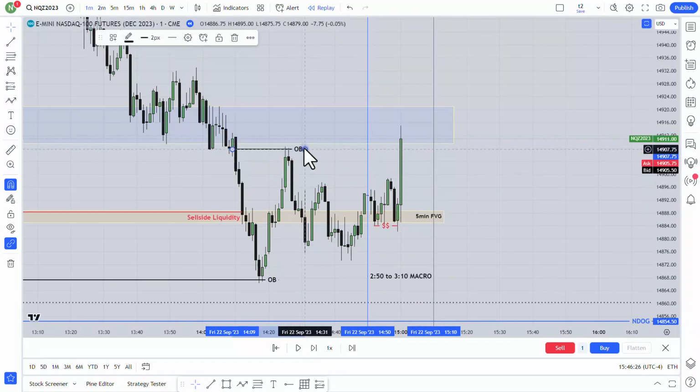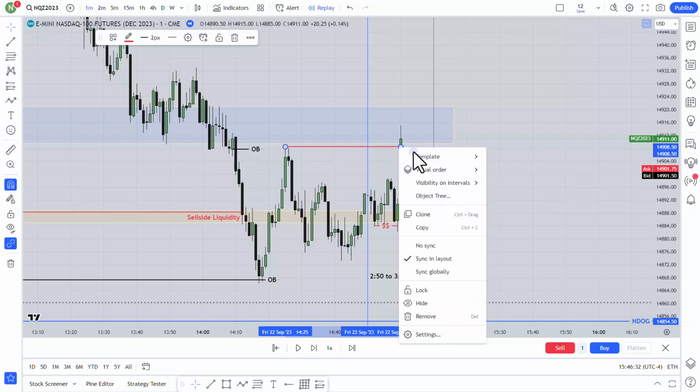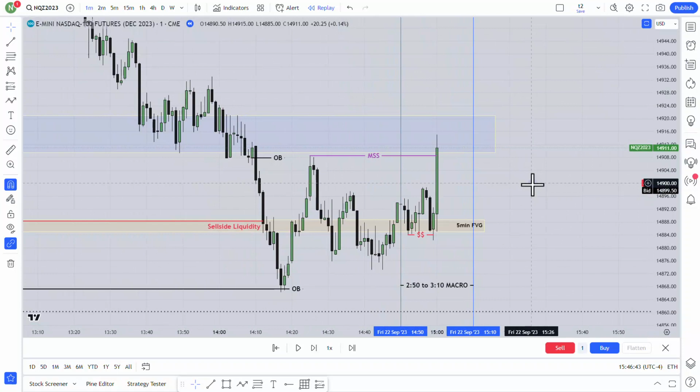Let me actually mark it. This was my market structure shift. Guys, do you have any confusion about this shifting market structure? Is it energetic displacement or not? Let me know in the comment box. So I have seen this market structure shift.